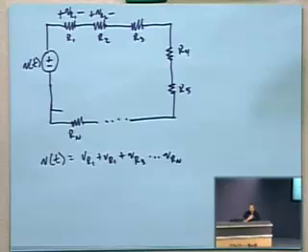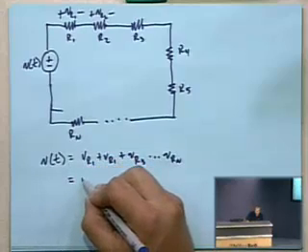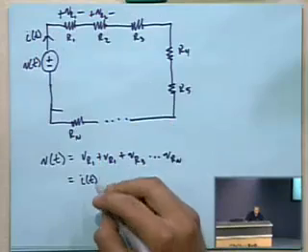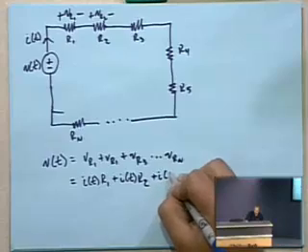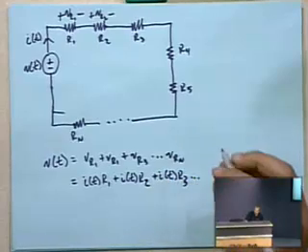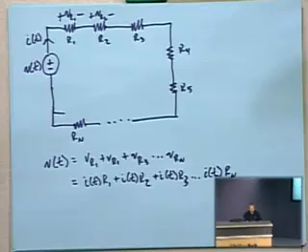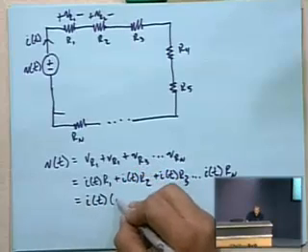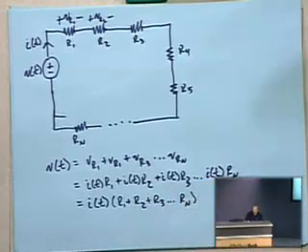If we apply Ohm's law to figure out each one of those voltages, you get I of t, whatever that happens to be in the circuit, times R1 plus I of t times R2 plus I of t times R3, and so on out to I of t times Rn, because all of them have the same current rolling through them. Factor out the I of t part, and we get I of t times R1 plus R2 plus R3 all the way out to Rn.